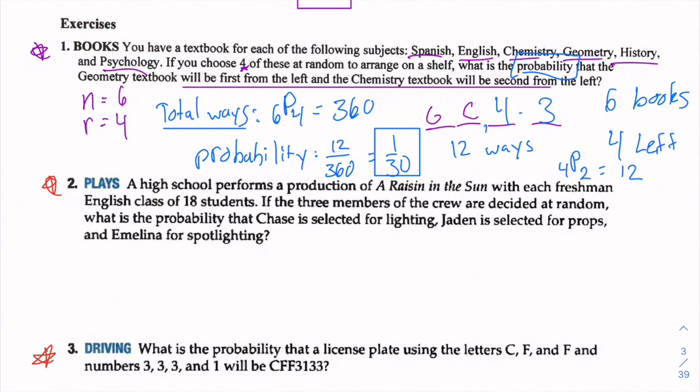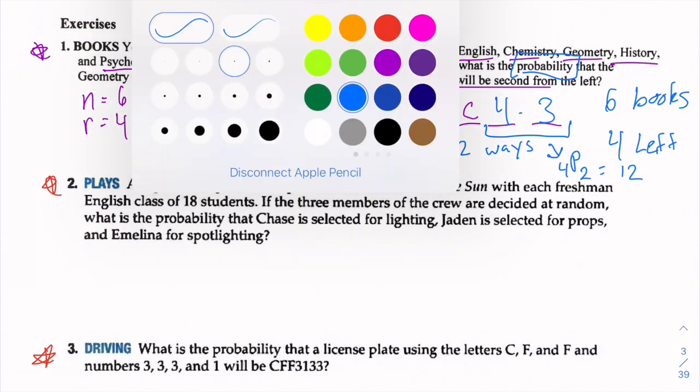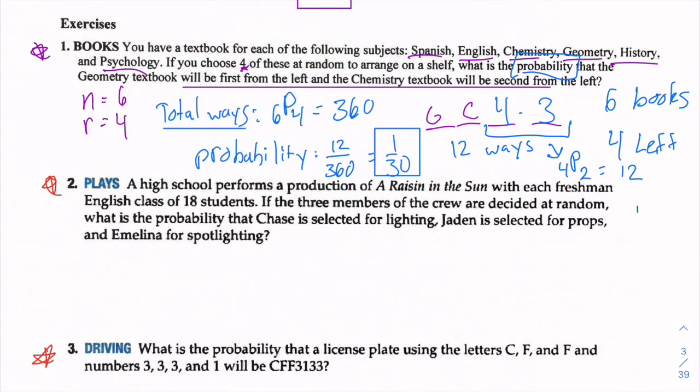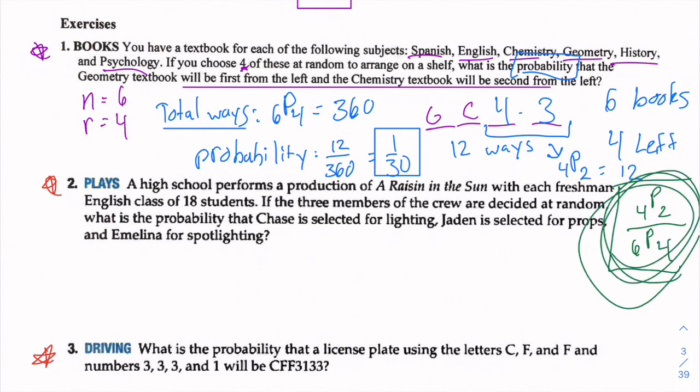Just a side note, this here is represented by 4 pick 2. So yeah, I'm trying to simplify. What you're actually doing is 4 pick 2 over, right? There are 4 spots. You only pick for 2 of them, since geometry and chemistry are solidified there. And the total was 6 pick 4. That's another way for your final answer. If you punch this in your calculator, you will get 1 over 30.